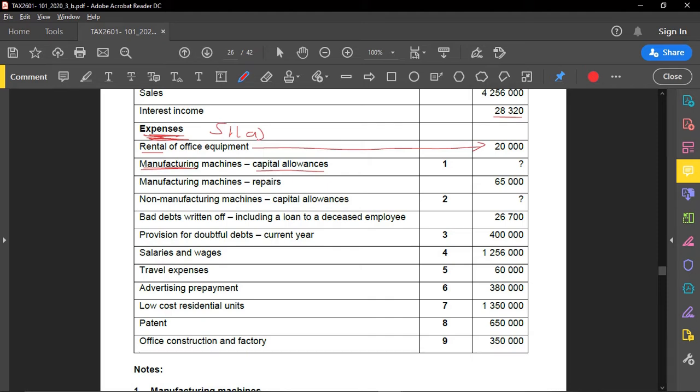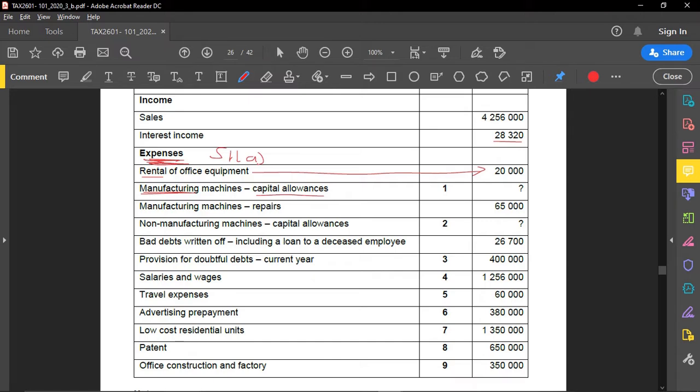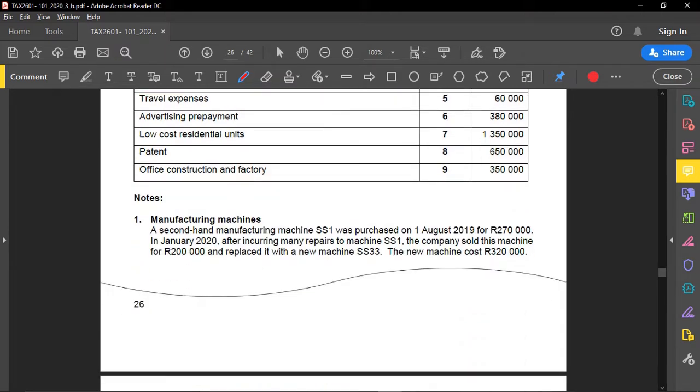It's an item, machinery. It would be considered movable. It's manufacturing, and it's the capital allowances of that particular item. There is a note for this. Notes, see, number 1, 2, and so on. So I need to go and look at note number 1. Here's note number 1. What does note number 1 say?